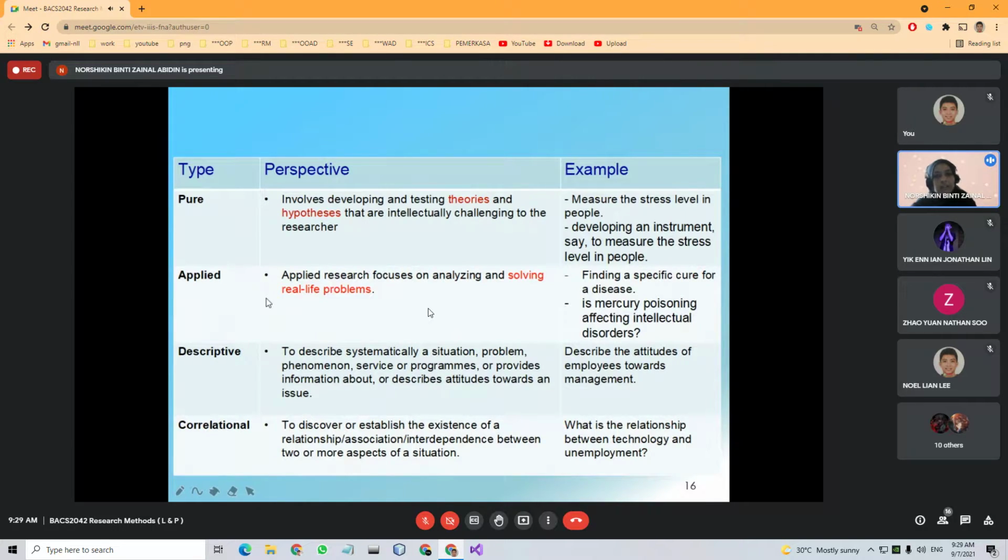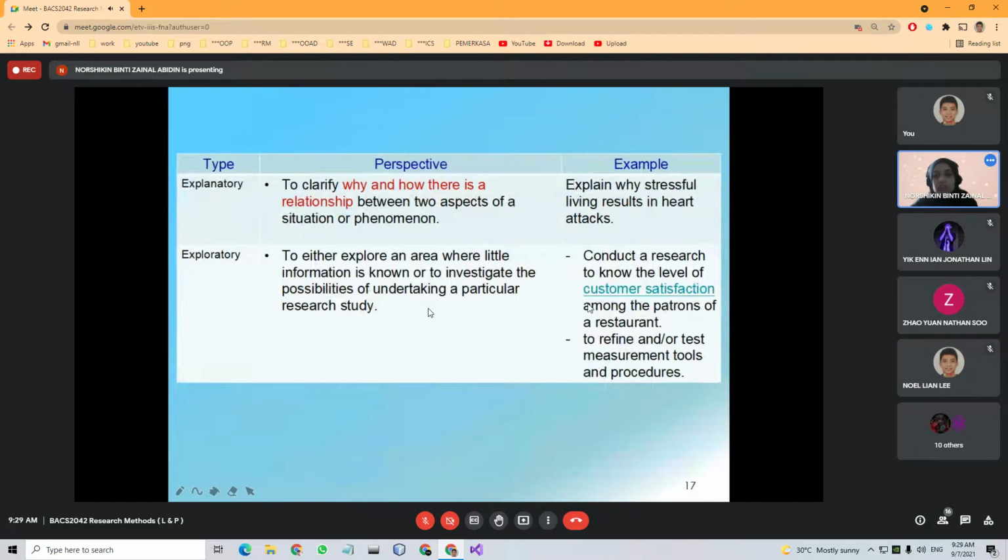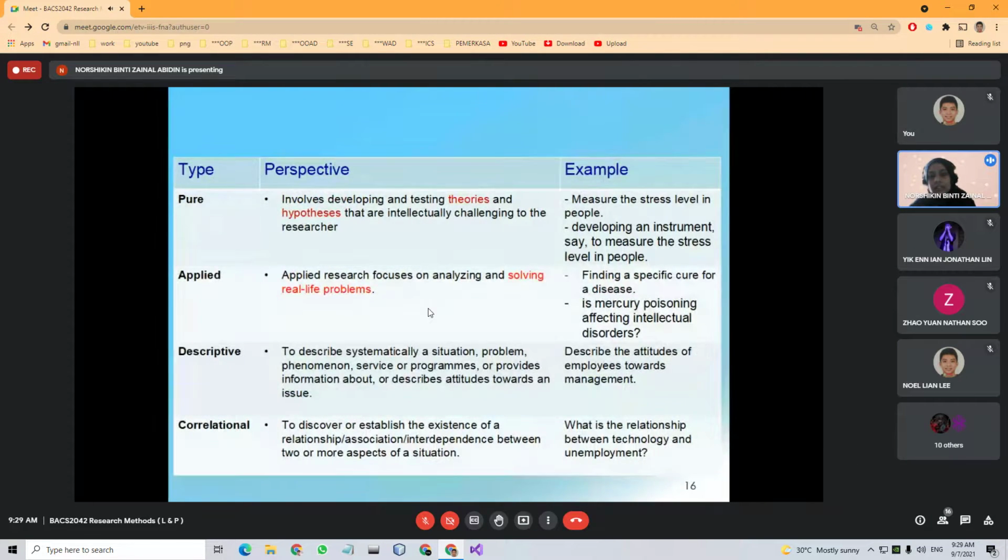Then applied research. Applied research is research that focuses on solving a real life problem. For example, here you can see you want to find a specific cure for a disease. The sample research title is mercury poisoning affecting its disorder. So you do something specific for something specific. So that's applied.